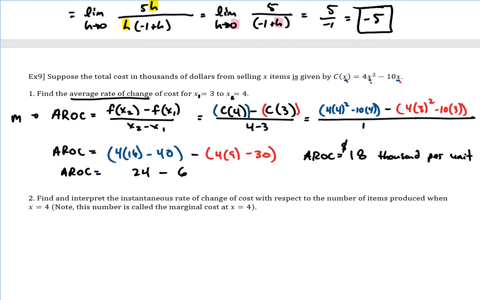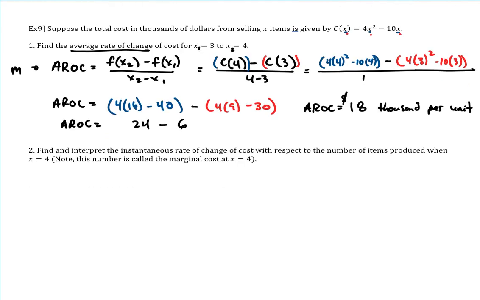Okay, so that's the total cost in thousands of dollars from selling X items from X equals 3 to X equals 4. So it's about $18,000 per unit to go up 1 unit from X equals 3 to X equals 4. Okay, anyway, so that's all it is. It's just a breakdown, so it's just letting you know what the difference really was there.